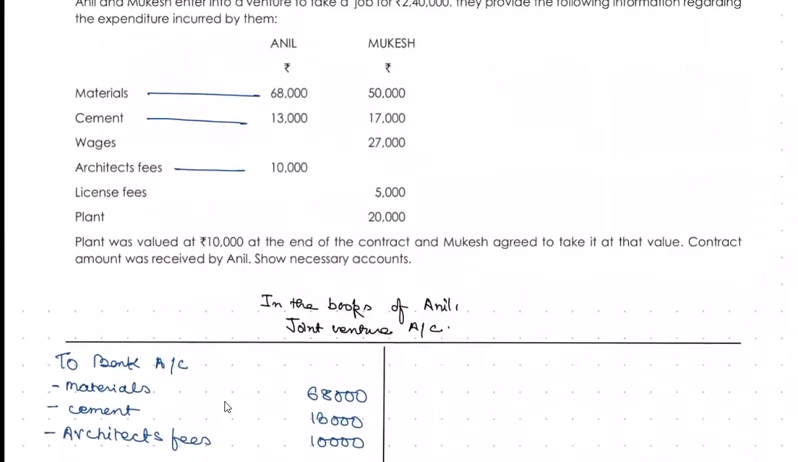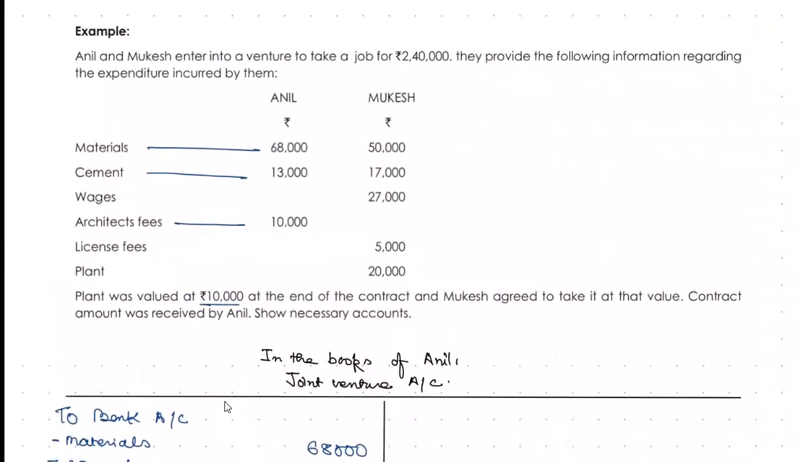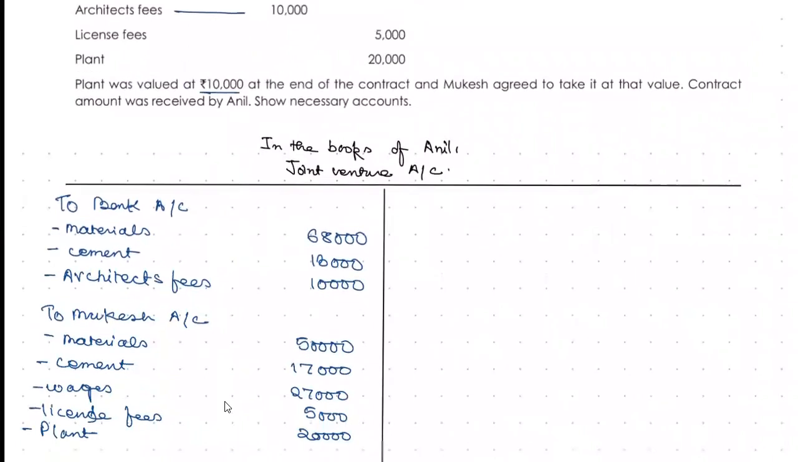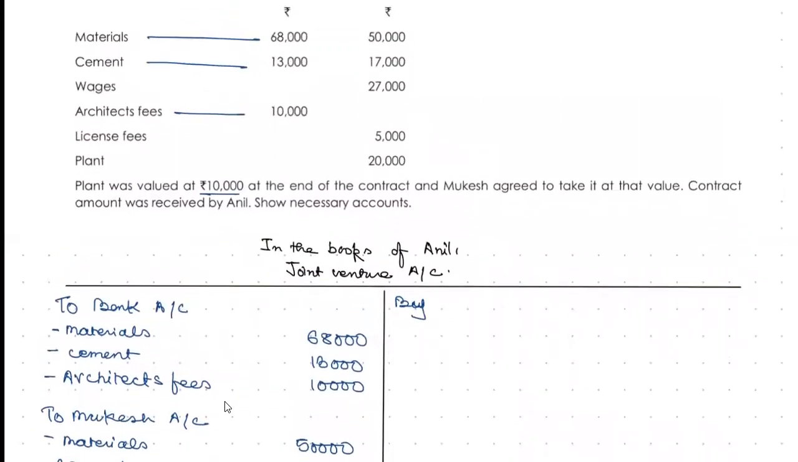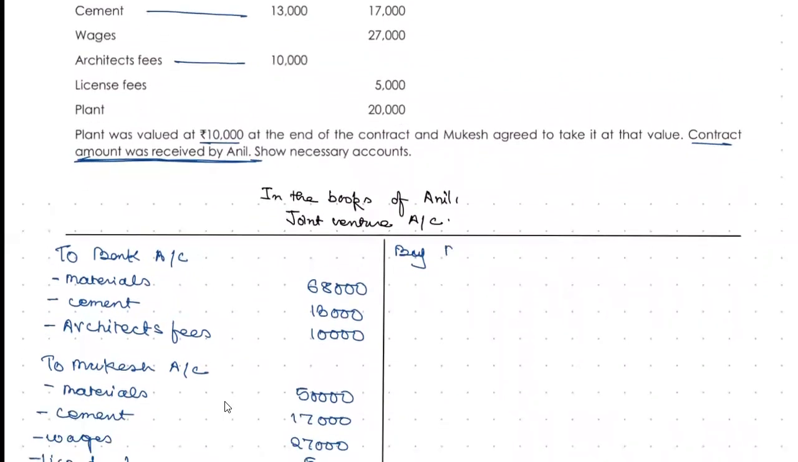Correct. Now see, plant was valued, taken over. Okay, this is the income, and contract price was 2,40,000. So can I write by bank account? Because it was received by Anil. See, a contract price was received by Anil. So in his book, he cannot write his own name. So he'll write by bank account.